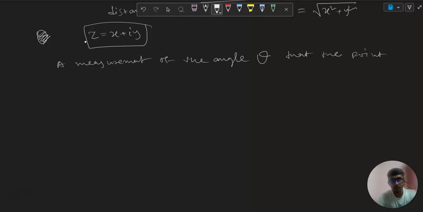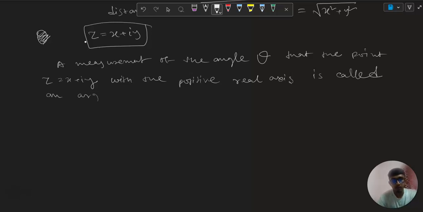A measurement of the angle theta that the point z equal to x plus iy makes with the positive real axis is called an argument, and denoted by argument of z, which is basically theta, right? This is theta.